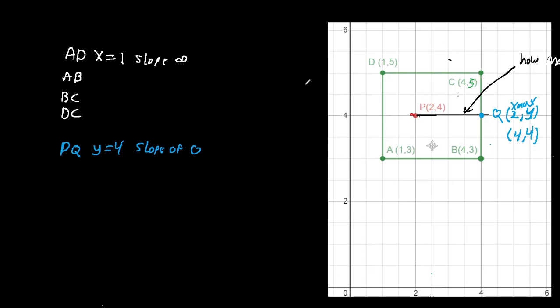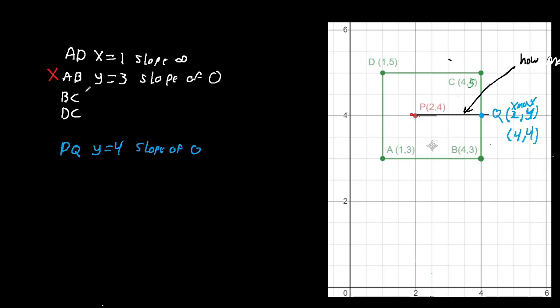Then we have line segment AB. AB goes from 1, 3 to 4, 3. Again, this is a horizontal line with the equation y equals 3, so this would have a slope of 0. Because it has a slope of 0, we compare the slopes and say that a slope of 0 compared to a slope of 0 means that these two lines will never intersect. So we don't have to worry about AB.